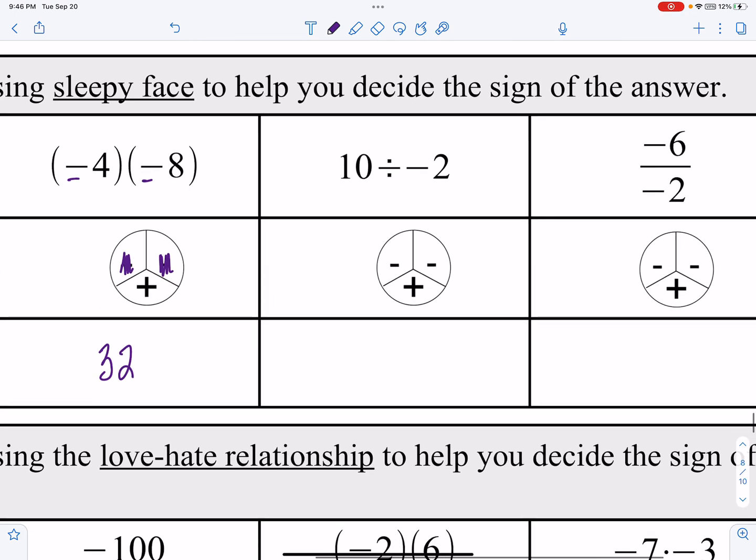All right, sleepy face. I see division, so I'm going to do sleepy face, or just think about my other tricks. I see a positive and a negative. Since they're opposite signs, it's automatically going to be a negative answer. But I can go ahead and cover those up, and you can see I am left with a negative with my sleepy face method. So 10 divided by 2 is 5, but it is negative.